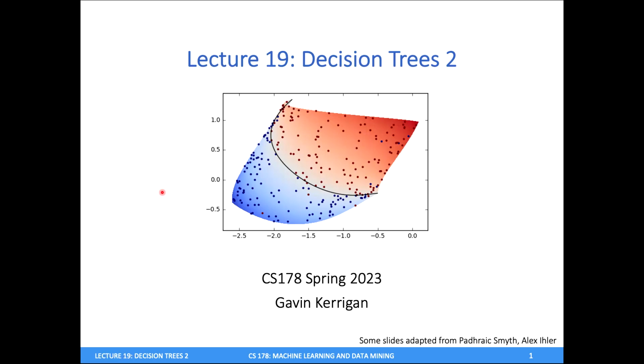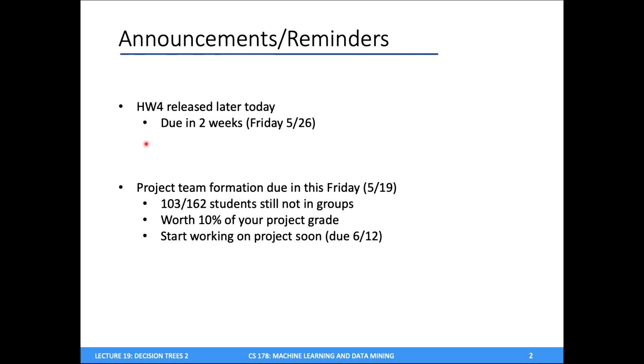So just a couple of announcements and reminders. The fourth homework is going to be released later today. It's a bit more of an involved homework than homework 3, so you're going to be doing a lot more hands-on implementation in that assignment. It's going to be due in 2 weeks, so Friday, May 26th. This fourth homework is all about decision trees, and actually after today's lecture, you should be able to do pretty much everything in the homework. So as always, I encourage you guys to start on that early.